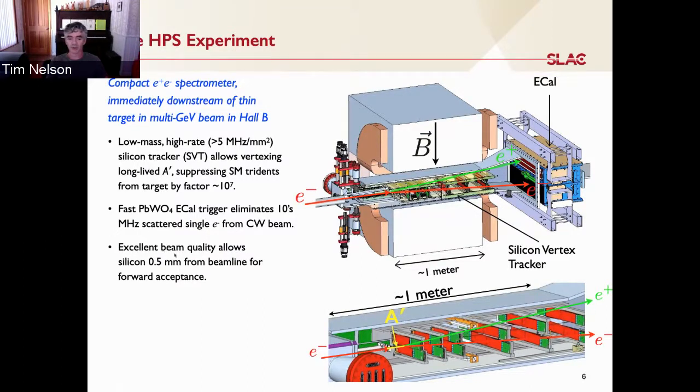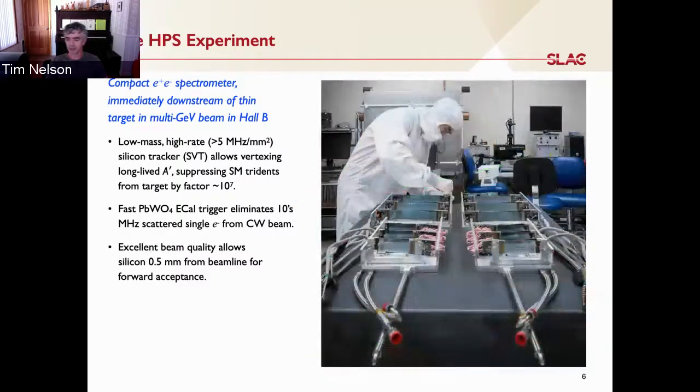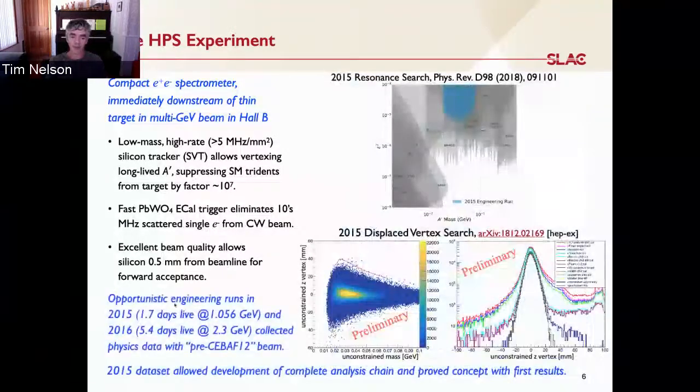And then another attribute of CEBAF that's really critical for this experiment is that excellent beam quality allows the silicon to get within half a millimeter of the beam line, which is what we need for the forward acceptance for the physics. So the silicon tracker is split above and below the beam line in the ECAL as well, where here you can see what the silicon tracker looks like on a table in the clean room, split above and below.